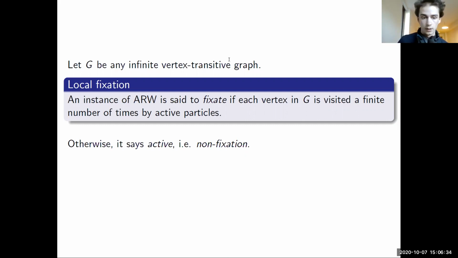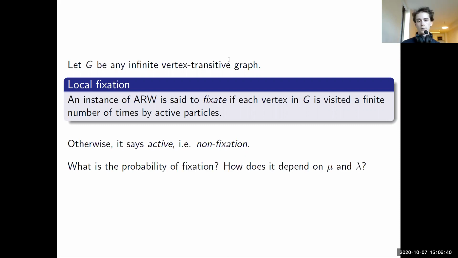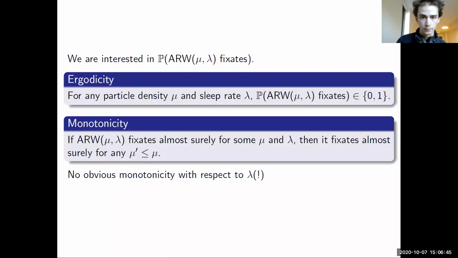And if this doesn't happen, I say the system stays active, or it does not fixate. So I want to understand the probability of this event. How does it depend on my two underlying parameters? There's a 0-1 law here. Because you have vertex transitivity, you get some ergodicity, so the probability of fixation is either 0 or 1 for any fixed mu and lambda.